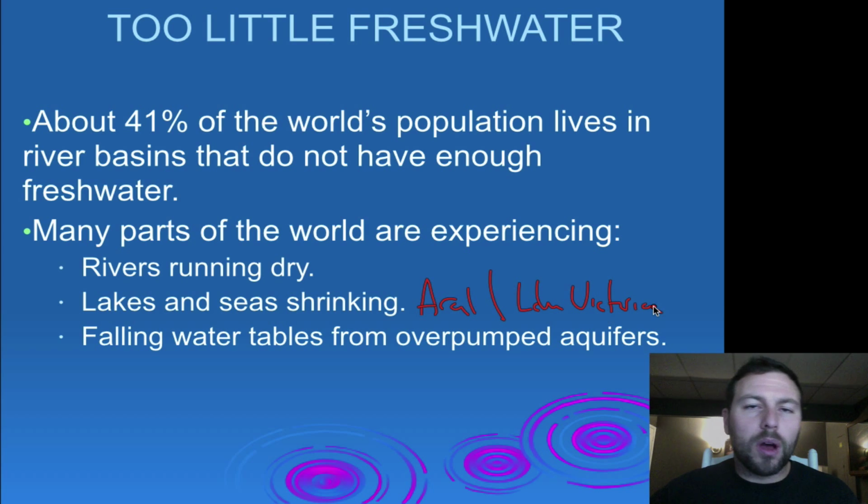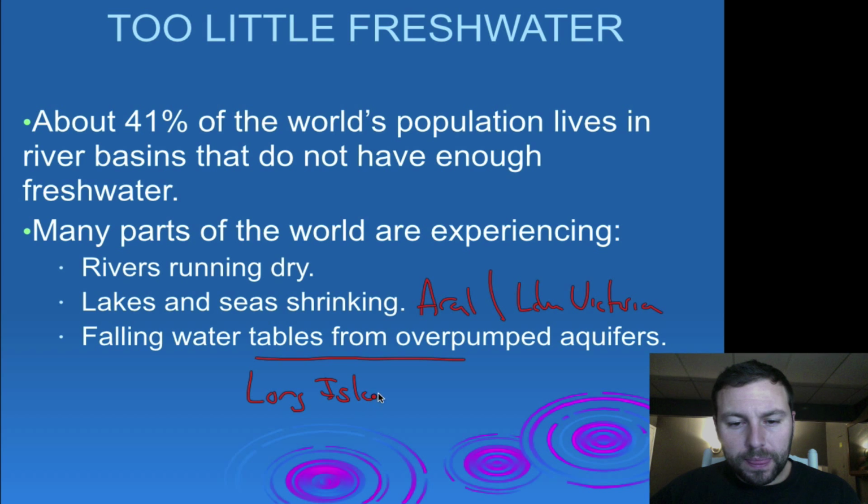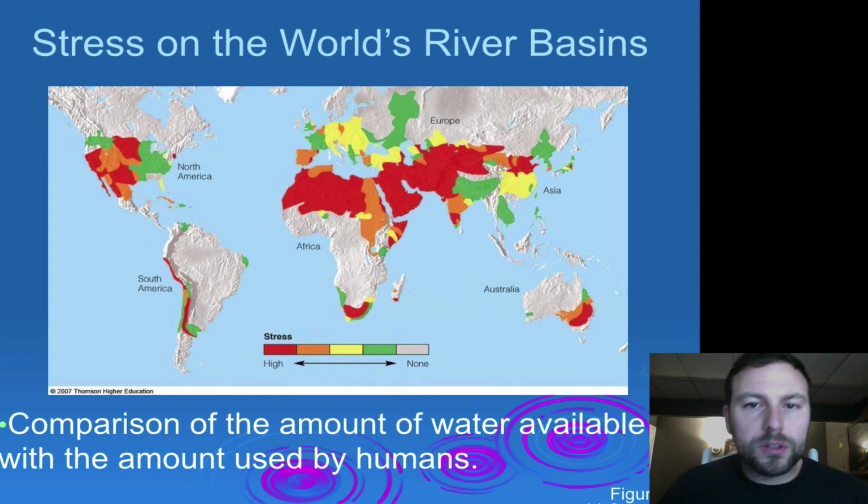These areas, we're seeing these inland seas and these lakes shrinking, getting smaller and smaller, and also falling water tables and overpumped aquifers, which could be an issue on Long Island. So it is a potential. These are looking at just different river basins and the stress that we have on them, and we can see here that a lot of these areas are stressed, and especially areas where we have a lot of people.